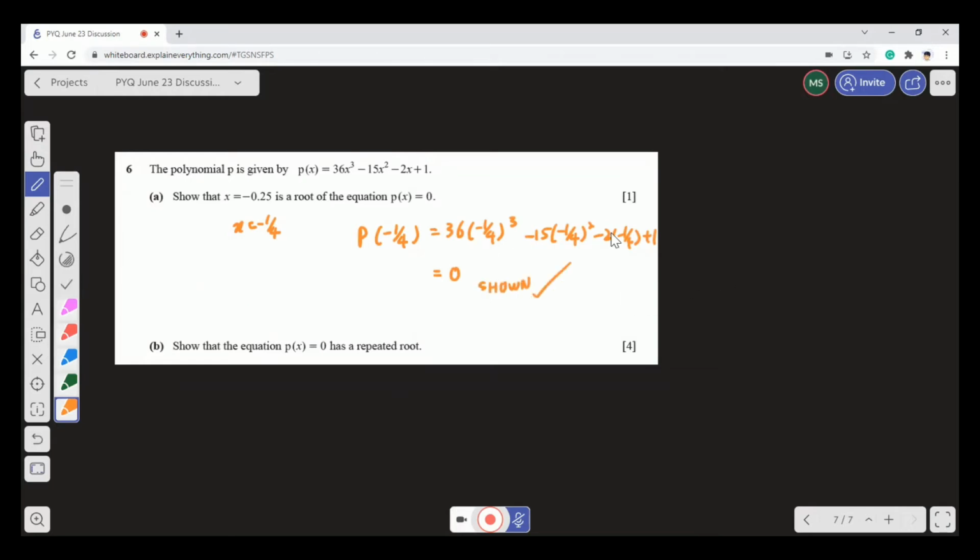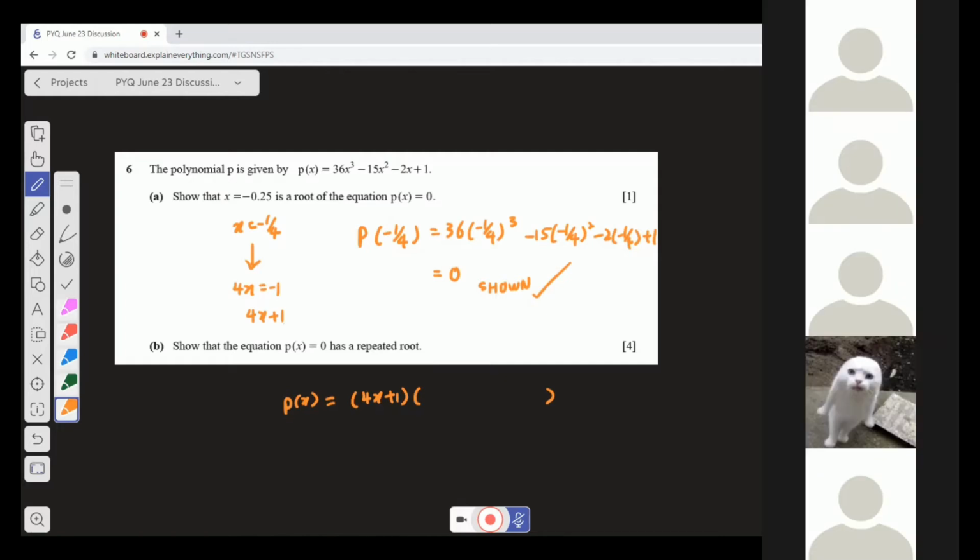They say show that the equation p(x) equals 0 has a repeated root. So one of the roots is already given here, 4x equal to -1, 4x plus 1. So your p(x) can be factorized into 4x plus 1 and something else that you do not know. Grace, how do we factorize a cubic equation? What is the method?